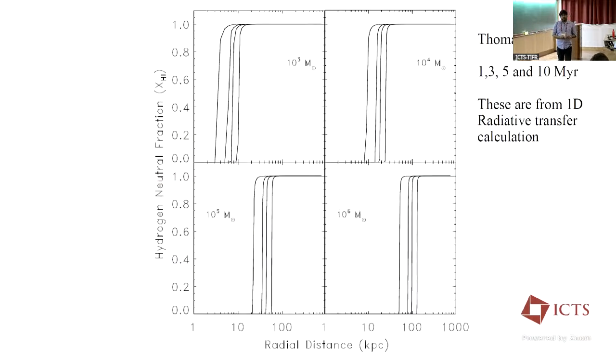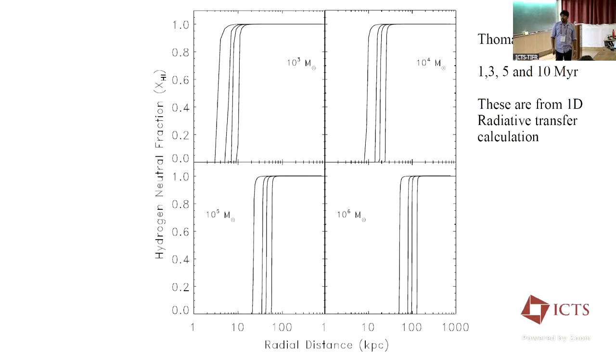Now we need a prescription to determine how big the ionized region will be around a source. As I said, that can be done using 1D radiative transfer, which shows that, given a stellar mass, if you do a detailed calculation of photon transfer from this source, the ionization fronts look something like these, and these are for different ages of that source. After 1 mega year, it will propagate to this distance. The ionization front will propagate further for a time of 3, 5, 10 mega years.